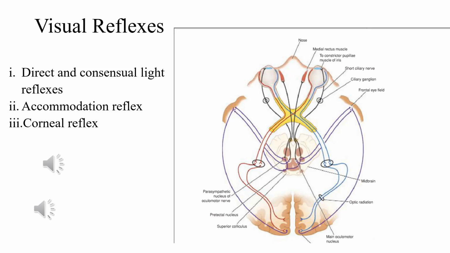Direct means the pupil of the eye which is exposed to the source of the light constricts, and consensual means the pupil of the other eye also constricts because of this connection at the level of the midbrain. So this is the direct and consensual light reflex.